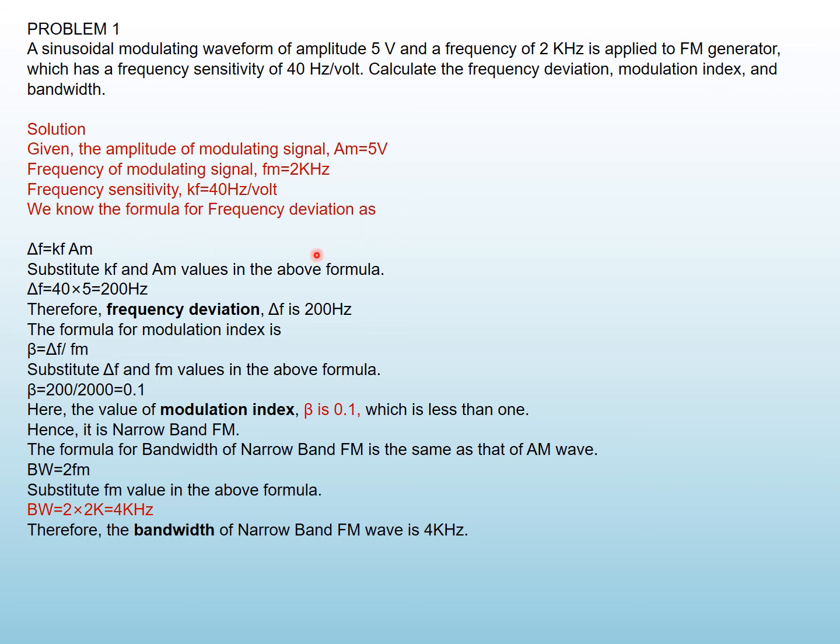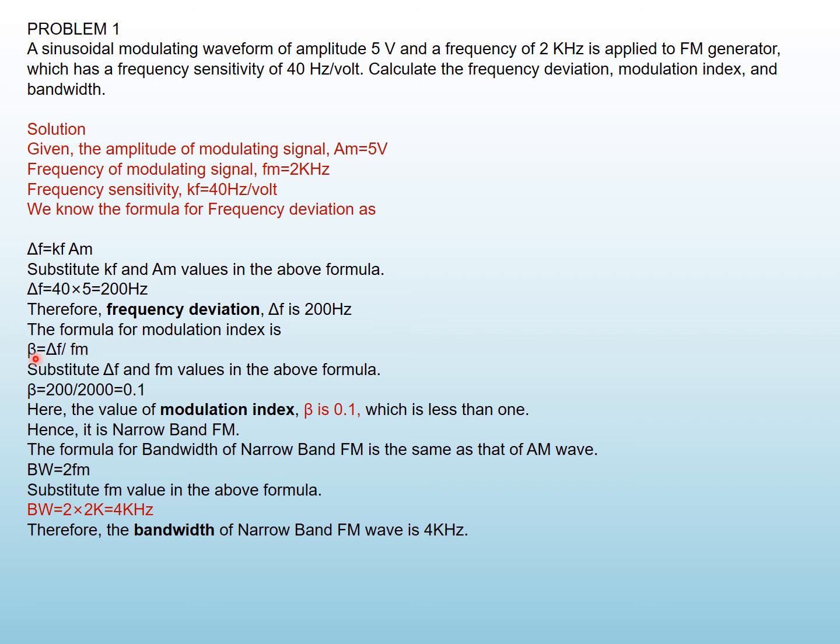To start with, del f is equal to kf into Am. You know what kf is and what Am is, so just substitute directly. It is 40 hertz per volt into 5, which is 200 hertz. Therefore we can say that the frequency deviation del f is 200 hertz.